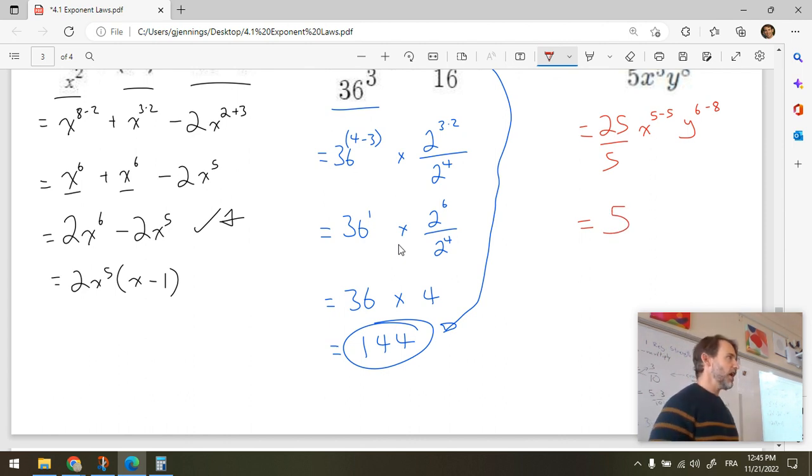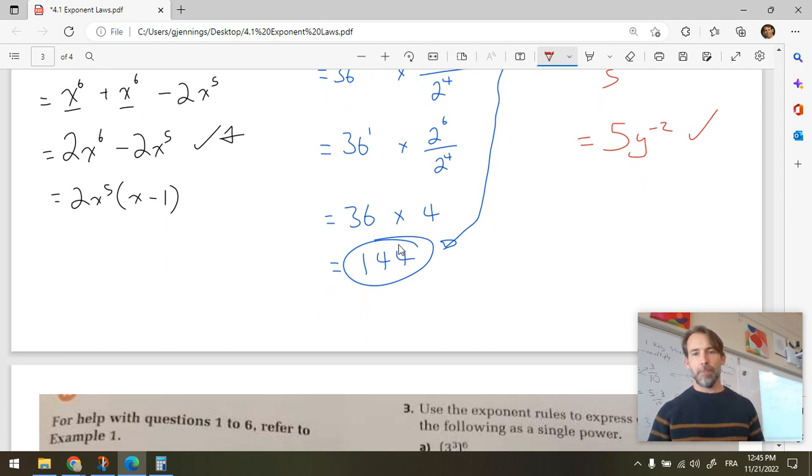X to the 5 minus 5 is x to the 0. What's x to the 0? 1. If I multiply by 1, do I usually write that down? Not really. So I don't write anything. Those all cancel away. X to the 5 divided by x to the 5 is just 1. It comes out of the problem. It cancels itself. And then I have y to the 6 minus 8, so y to the minus 2. This is done, final answer, but I can also write it another way.